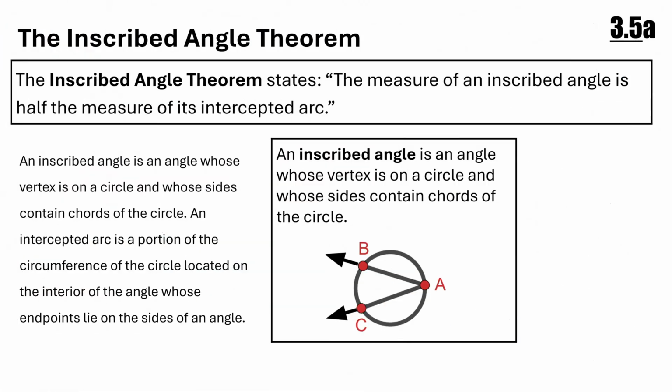The inscribed angle theorem states, the measure of an inscribed angle is half the measure of its intercepted arc. An inscribed angle is an angle whose vertex is on a circle and whose sides contain chords of the circle. An intercepted arc is a portion of the circumference of a circle located on the interior of the angle whose endpoints lie on the sides of the angle.